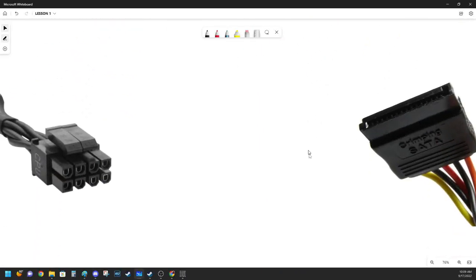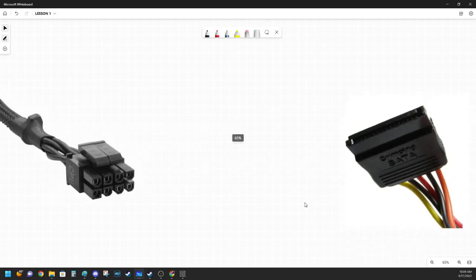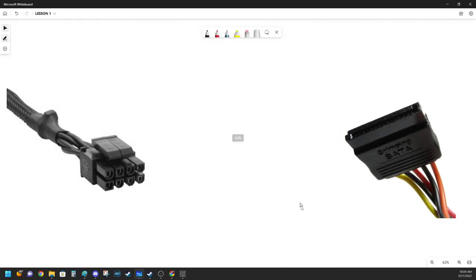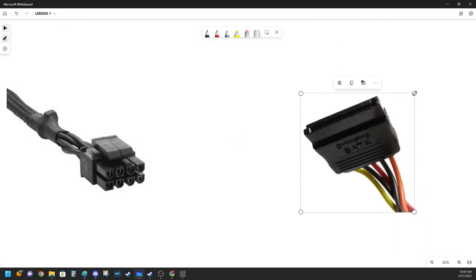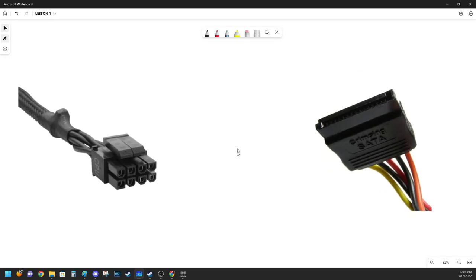Moving on. Some more modern stuff. So I'm trying to keep these pictures as large as possible, which still gives us some room to take a few basic notes.